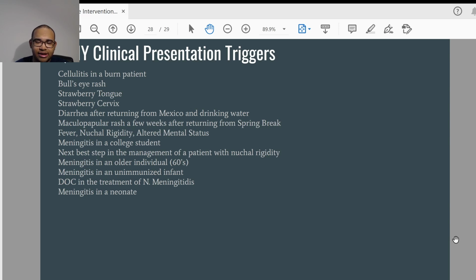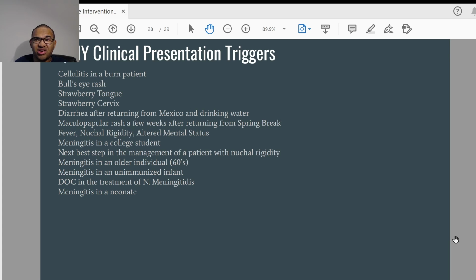Bullseye rash, right? That's Borrelia burgdorferi, that's Lyme disease. Strawberry tongue, that's Strep pyogenes, that's scarlet fever, right? Strawberry cervix is Trichomonas vaginalis, right? Diarrhea after returning from Mexico and drinking water, right? So traveler's diarrhea, Montezuma's revenge, that's enterotoxigenic E. coli.